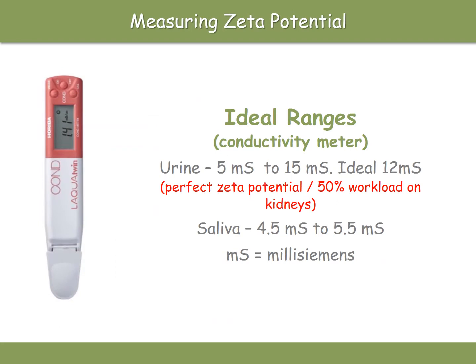We talked about this last week, but the ideal range when we're measuring for zeta potential is between 5 and 15 millisiemens, with an ideal marker of 12. Now 12 is when the kidneys are working probably about half the workload that they need to, and that's how our body's designed. And saliva is 4.5 to 5.5 millisiemens. So that just gives you a bit of indication.